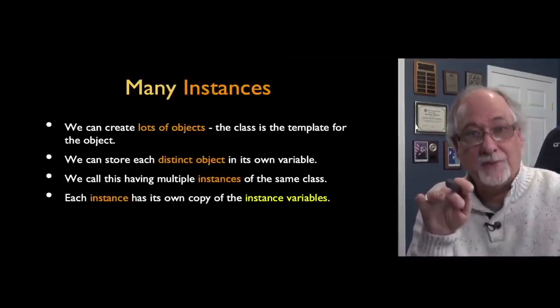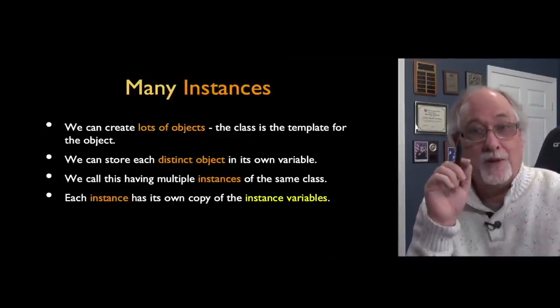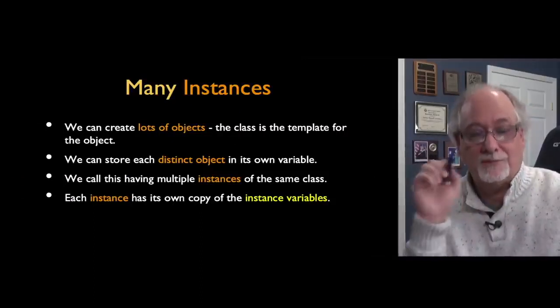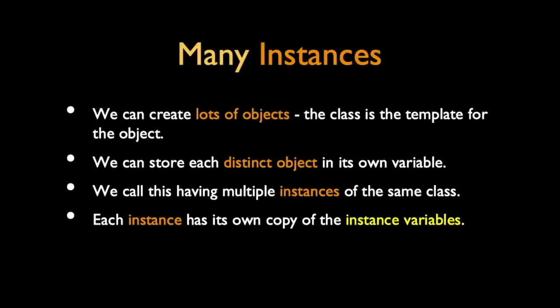So once we have a template, cookie cutter, we have a class, party animal is a class, then we can make many different objects. And then those objects each have independent data. That's the key to this, right? And we call this having multiple instances or multiple objects that implement a particular class.